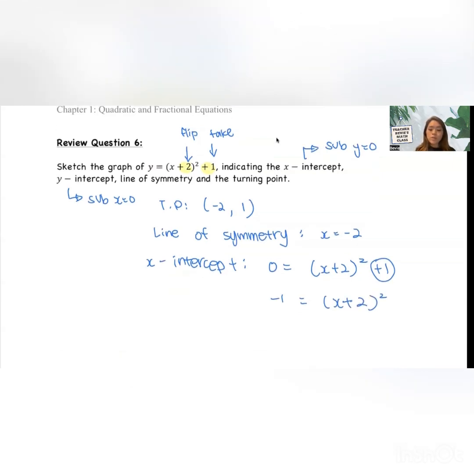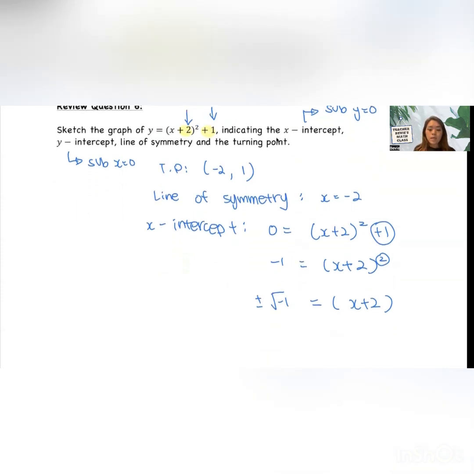To remove this square, I will have to square root the other side, not forgetting my plus minus: plus minus square root of -1 equals x + 2. If you press a calculator, you will realize that you will never be able to square root a negative number. So what does this mean? It means that there is no x-intercept, or you can just write there are no solutions.